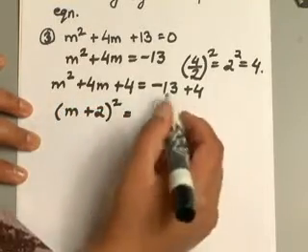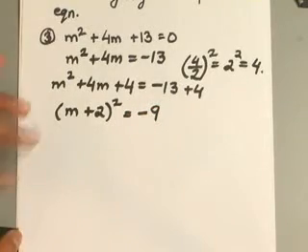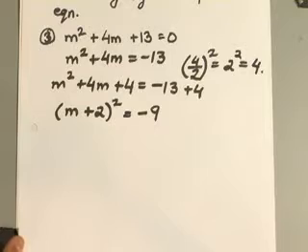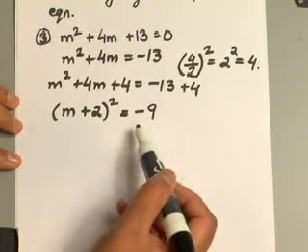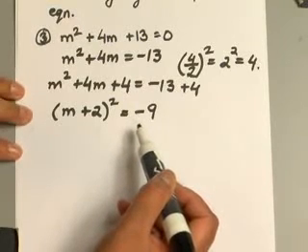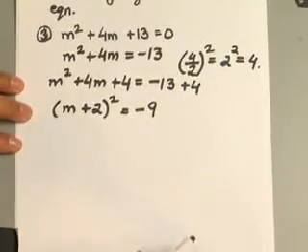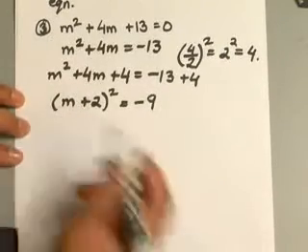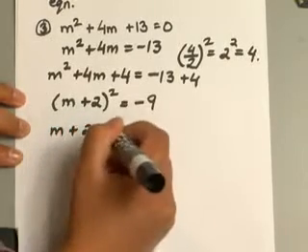and your left hand side will factor into (m plus 2) squared. Right hand side will give you negative 9 as the answer, negative 13 plus 4. Now this is why you're going to end up with an imaginary solution, because your right hand side is a negative number, and we had talked about these problems in section 11.1, so we're back to that same situation.